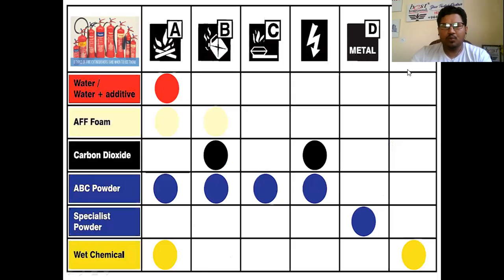Now, which fire extinguisher we need to use for which type of fire is already given there. For water, we can use it for class A. AFFF foam we cannot use for all 5 classes, but carbon dioxide we can use for class B and even electrical fire. ABC powder, which is more commonly used, we can use for class A, B, C, and even, to some level, for electrical appliances. Specialist powder we can use for metal fire, and wet chemical we can use for class A and even for class F.